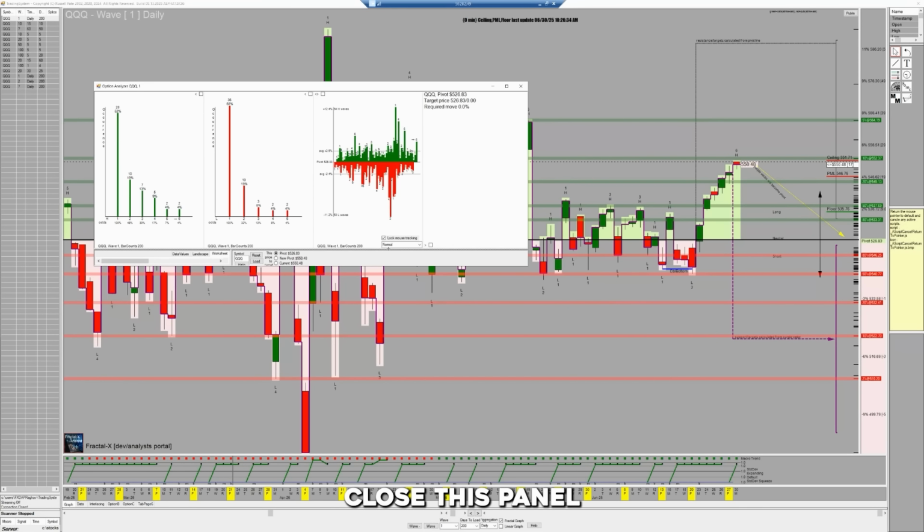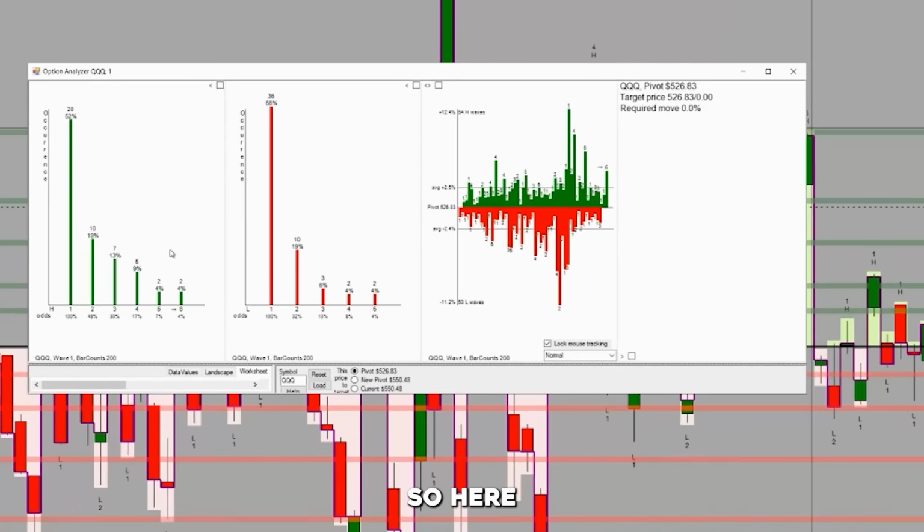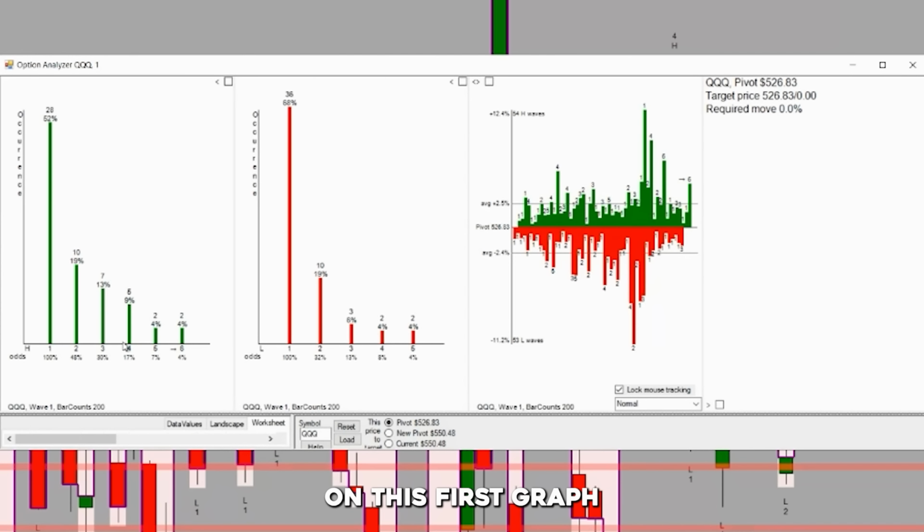I'm going to close this panel right here for now. So here on this first graph, you see the statistics for the H values. And on this second graph right here, you see the statistics for the L values. Does that make sense? So with the first graph right here, you can see currently the market is at H6, correct? So now I can look. Is it perfectly visible? Hope it's not blurry.